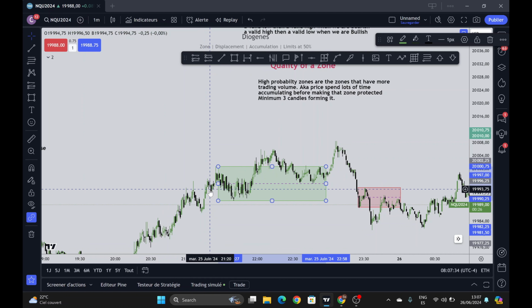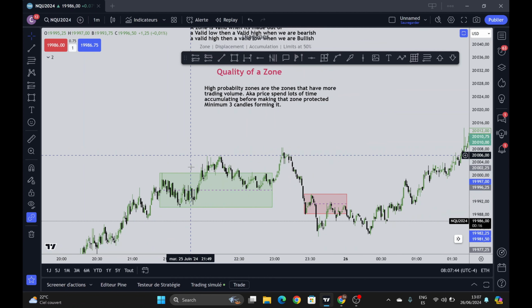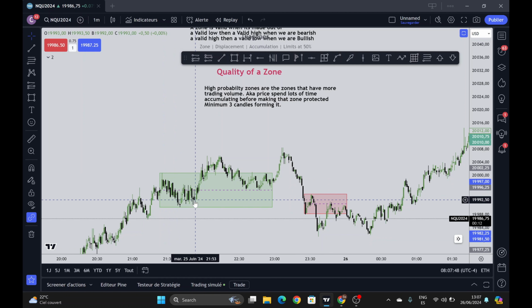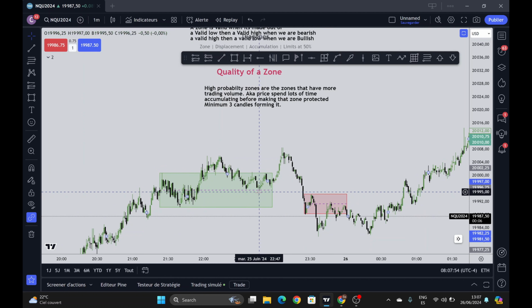And two, it was made with two candles. I'm not counting this small inside candle, right? So here is my zone, and look at how many candles made this, right? So we validated and closed above it, which makes it protected. And look at how we respected its 50%.